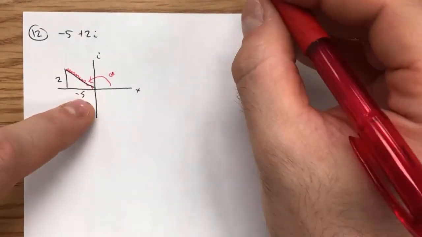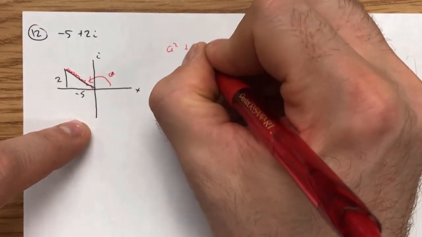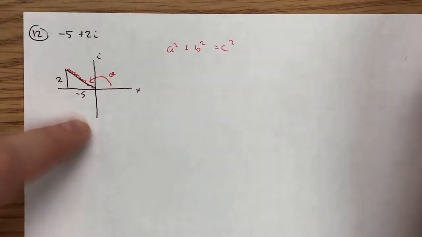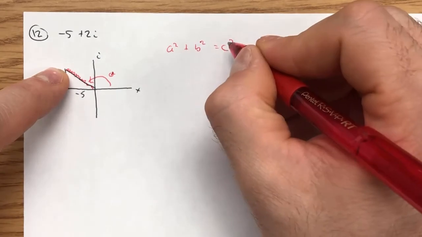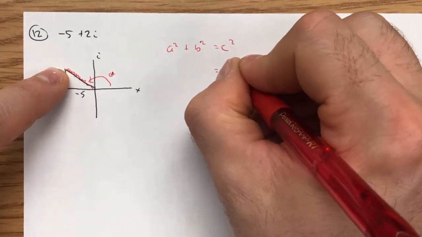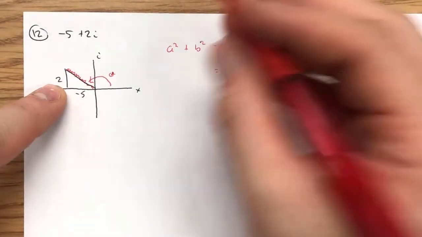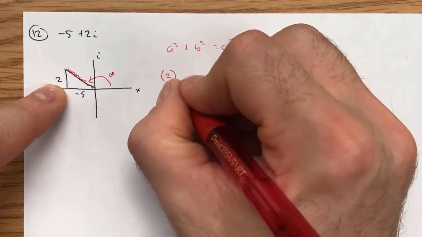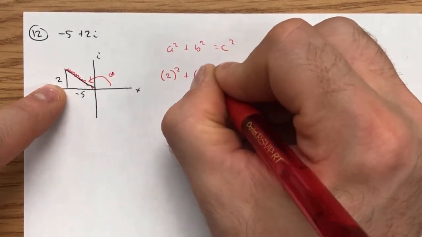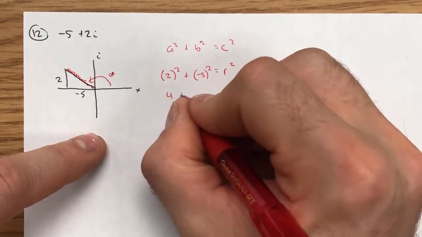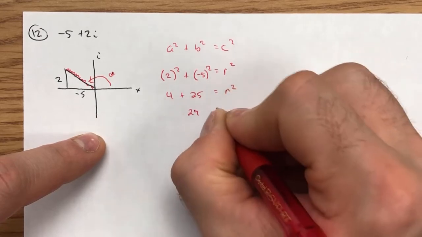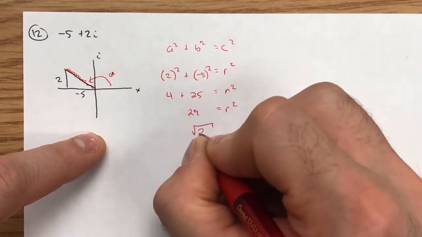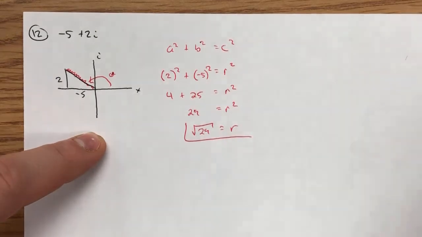So two things. First thing, I need to figure out the modulus. Now, this is going to be a squared plus b squared equals c squared. But we call this distance in trigonometric form the modulus, which is denoted by an r. So r squared equals the other two plugged in as 2 squared plus negative 5 squared. That gives us 4 plus 25, which is 29. So root 29 is equal to my r. There we go. So our modulus is root 29.